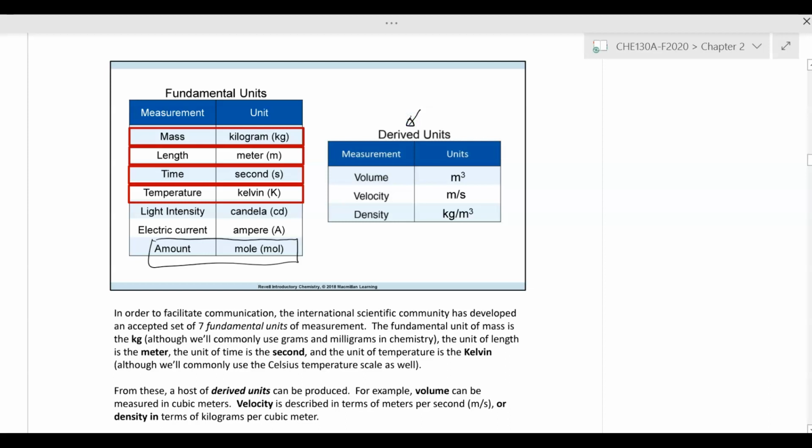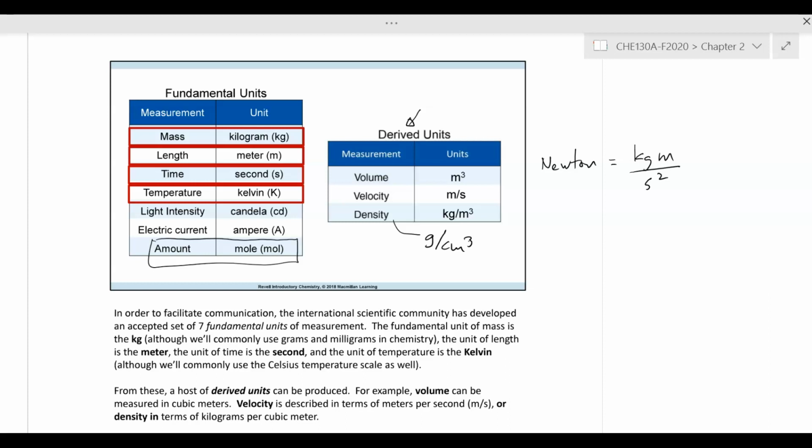For example, the unit of force is called the Newton. Won't use it in chemistry much, but you'll use it in physics. And a Newton is a kilogram meter per second squared. So it's got several different units that are used to do that. Oftentimes in chemistry, instead of using kilograms per cubic meter, we'll use grams per cubic centimeter. But that's another way of expressing density.